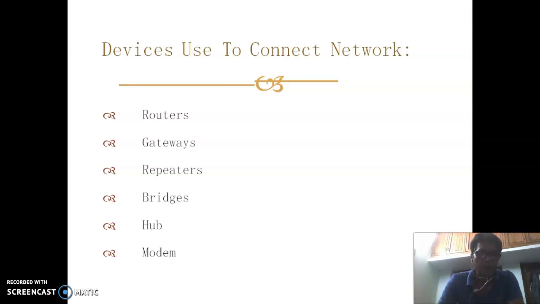The bridge. It is a two-port device having a single input and a single output. It is used for interconnecting two LANs working on the same protocol. The bridge is of two types: one is the transparent bridge and the other is the source routing bridge.